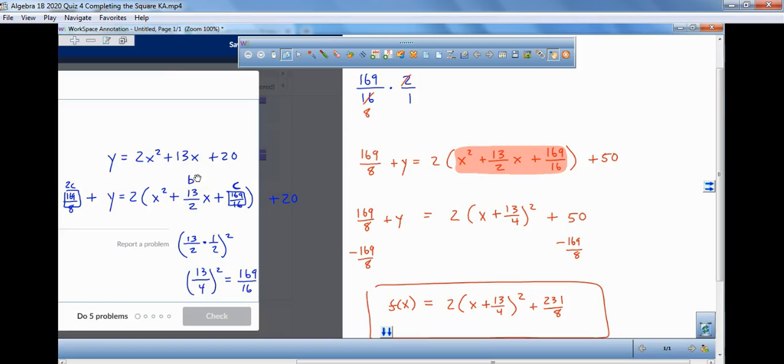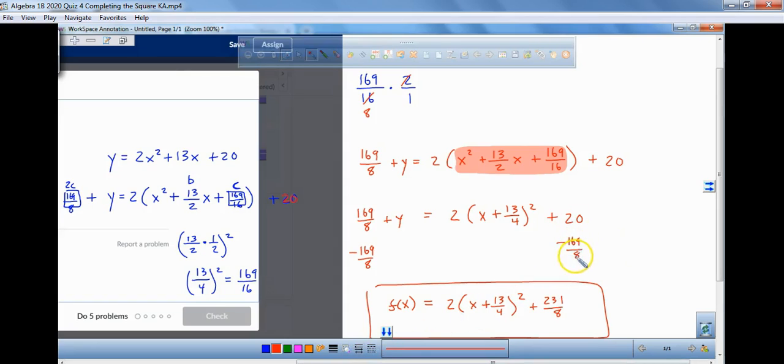Oh, well. Hurry up and erase that. Come on. There you go. Erase that 50. There you go. Put a 20. Alright. Erase that 50. Yep. Put a 20. There you go. Now we've got to do 20 minus 169 over 8, and that's going to change our final answer.